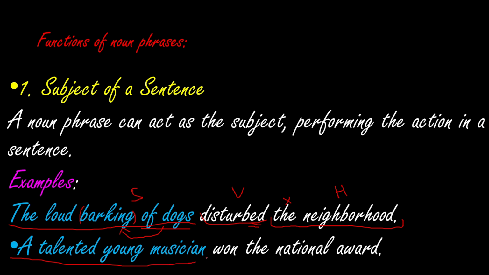This is the noun phrase. This is the verb. It is a regular verb, the verb to win. The national award. This is also a noun phrase that functions as a direct object. We have an indefinite article. Talented young here is an adjective phrase. It functions as a premodifier to the word musician. This is the head of the noun phrase. And we have here the national award. It is a noun phrase that functions as a direct object.